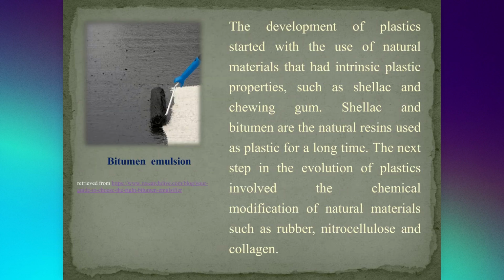The development of plastics started with the use of natural materials that had intrinsic plastic properties, such as shellac and chewing gum. Shellac and bitumen are the natural resins used as plastic for a long time. The next step in the evolution of plastics involved the chemical modification of natural materials such as rubber, nitrocellulose, and collagen.